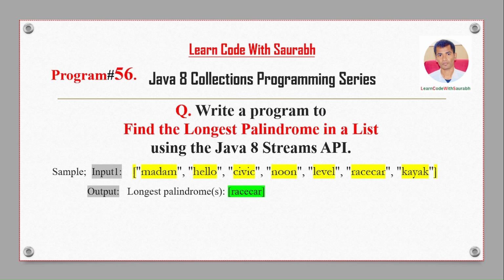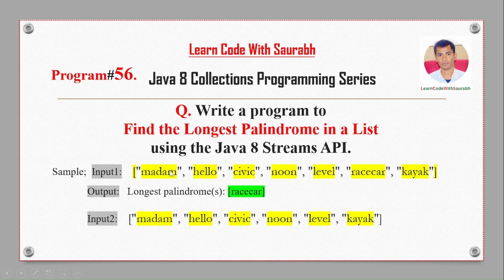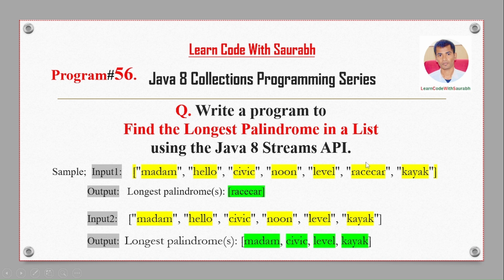After the simple input, you can see I just kept the same and removed race car. Then we will get the longest palindromes here: madam, civic, level, and kayak. So for this program, I'm going to write the logic for how we will get that output.